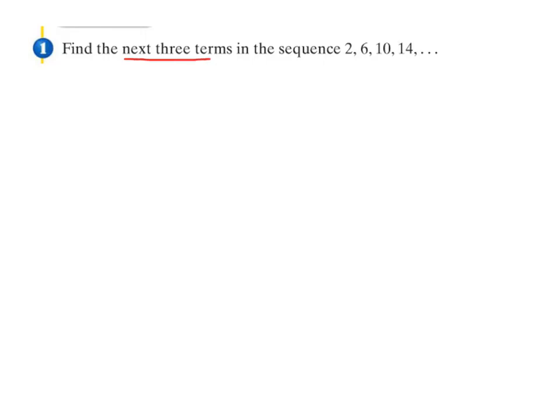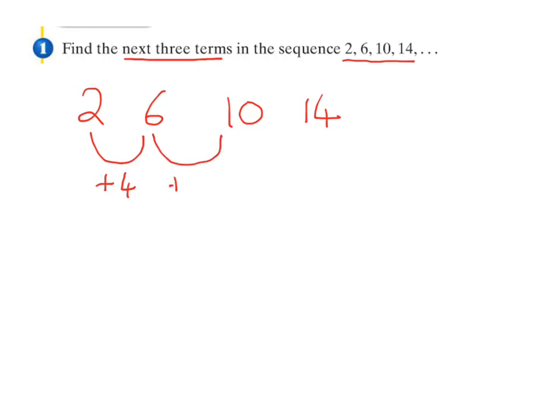Find the next three terms in the sequence. 2, 6, 10, 14. So what will be the next three terms? But first look at the pattern. 2 plus 4 will give you 6. 6 plus 4 will give you 10. 10 plus 4 will give you 14. So the next term will be 14 plus 4. And that's going to be 18.